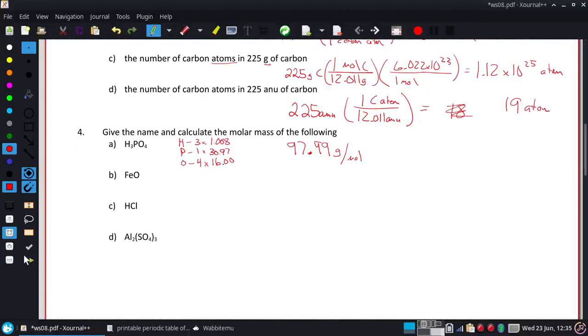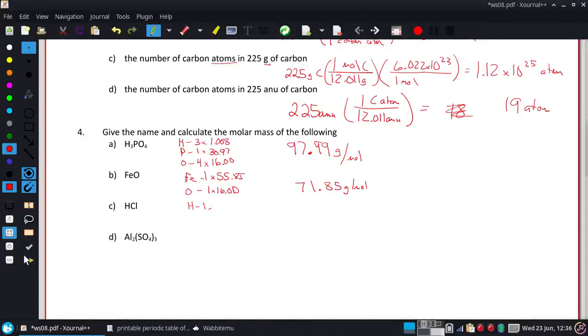All right. FeO. Let's see, there's 1 oxygen at 16.00 and 1 iron. Iron has a weight of 55.85. And when you do the math, that will come out to be 71.85 grams per mole.